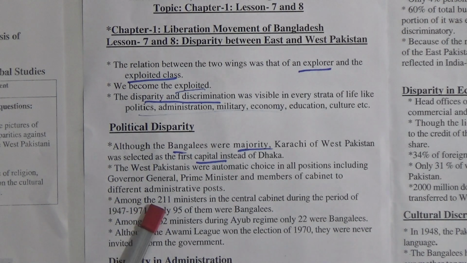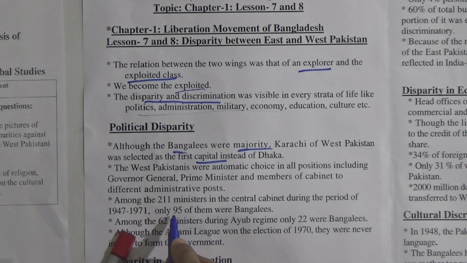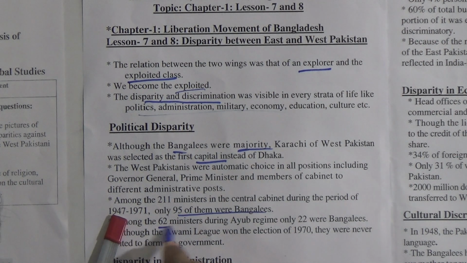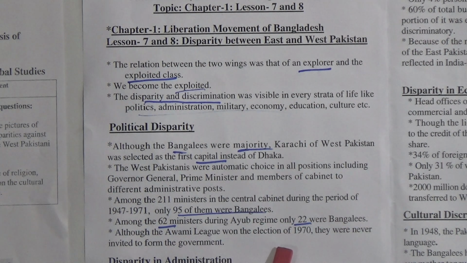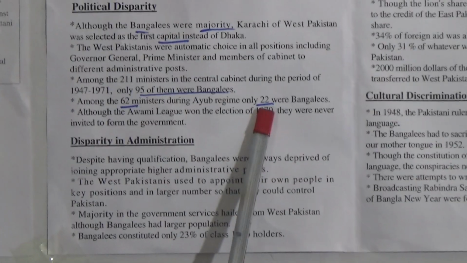Next one, among the 211 ministers in the central cabinet during the period of 1947 to 1971, only 95 of them were Bengalis. Look at it, among the 211, only 95 were Bengalis, and the majority were West Pakistanis. Among the 62 ministers during the Ayub regime, only 22 were Bengalis. So we were not at least 50%, we were below 50%, though we were the majority at the time.